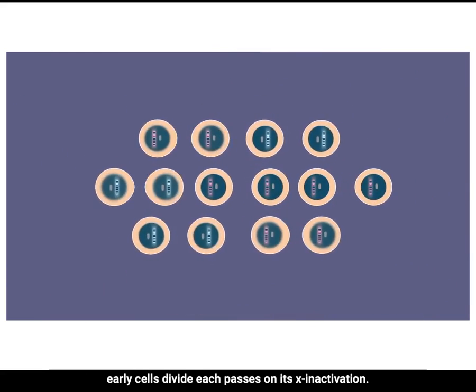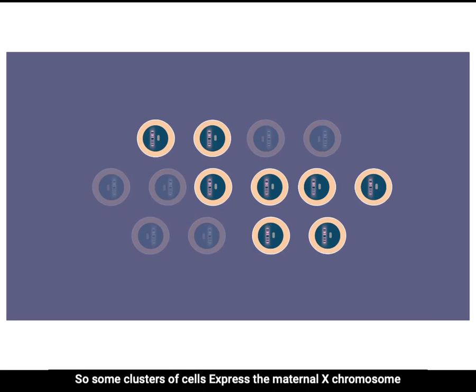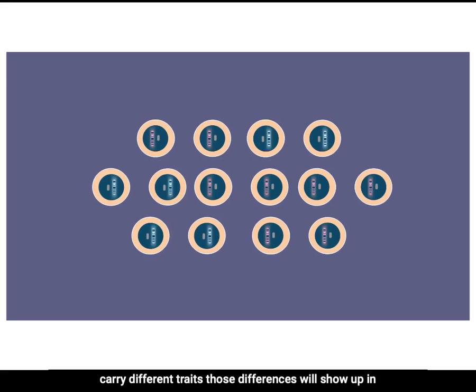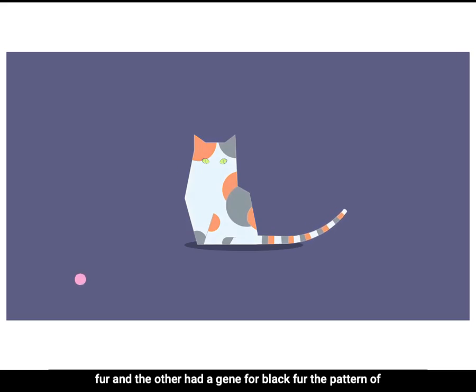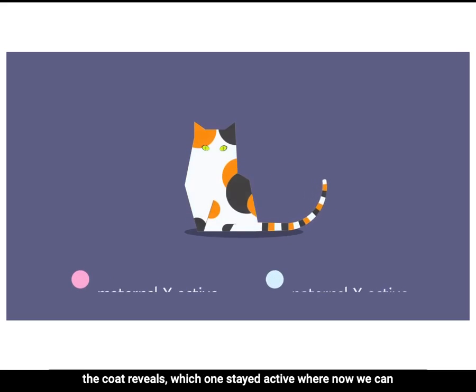When these early cells divide, each passes on its X inactivation. So some clusters of cells express the maternal X chromosome, while others express the paternal X. If these chromosomes carry different traits, those differences will show up in the cells. This is why calico cats have patches. One X had a gene for orange fur, and the other had a gene for black fur. The pattern of the coat reveals which one stayed active where.